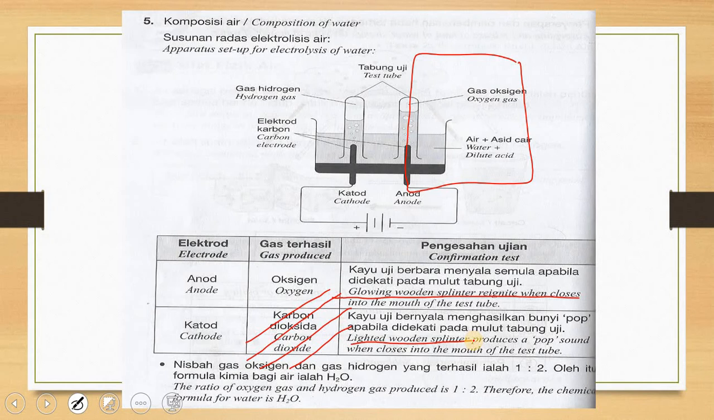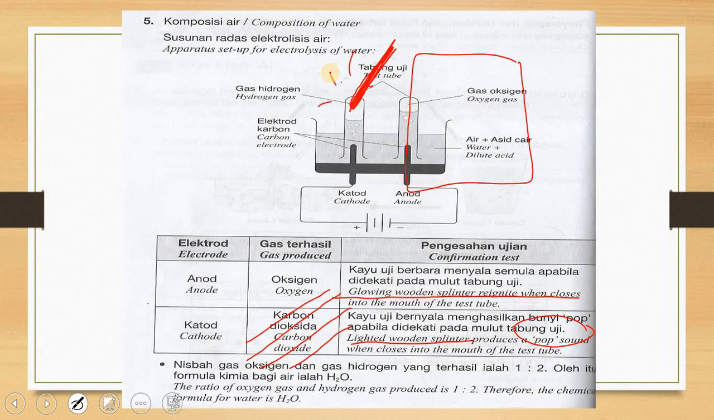It will produce a pop sound, dia kena bunyi pop. When you put the lighted wooden splinter close to the hydrogen gas, it will make a pop sound, and that confirms the presence of hydrogen gas, so it's positive.